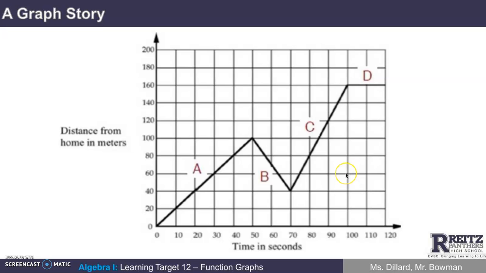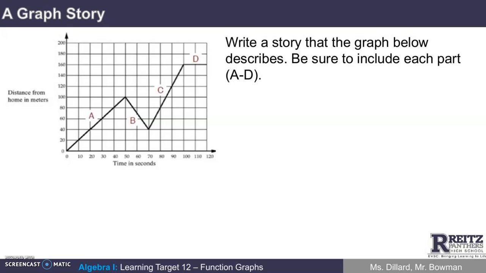And what we want to do with this graph is write a description of what's happening, a story, if you will, that goes with this graph. So the prompt says, write a story that the graph below describes. Be sure to include each part, A to D. So we need to decide, and we're going to be able to be a little creative here, what this describes.